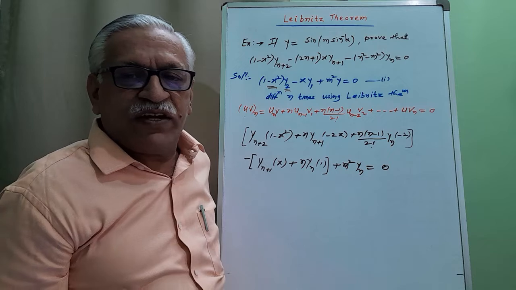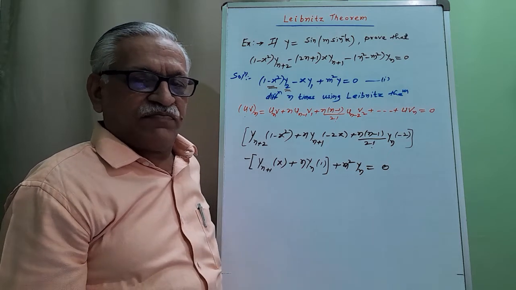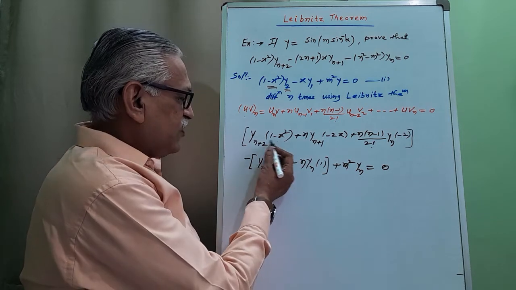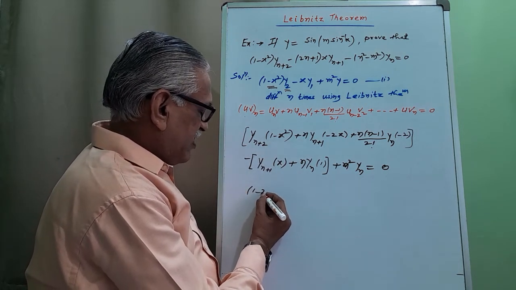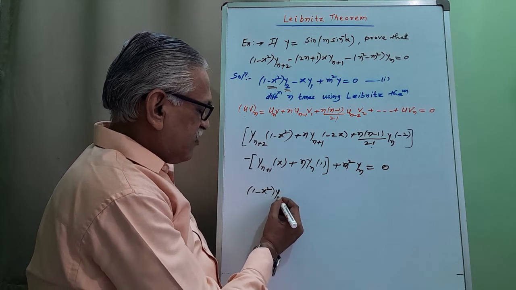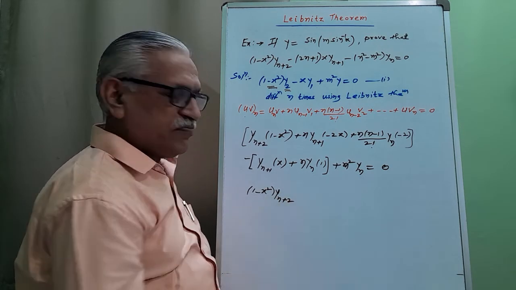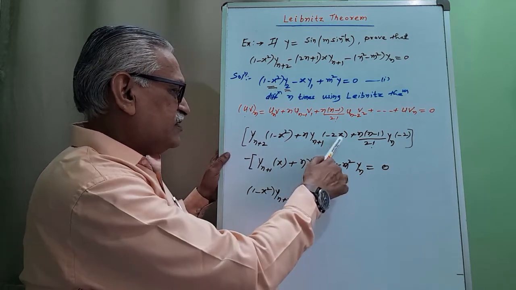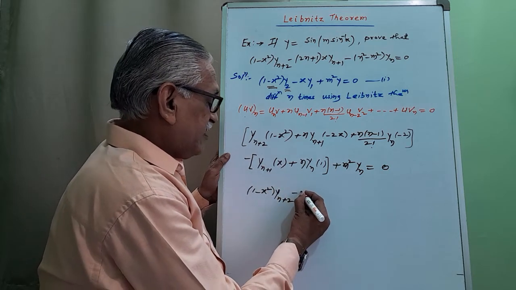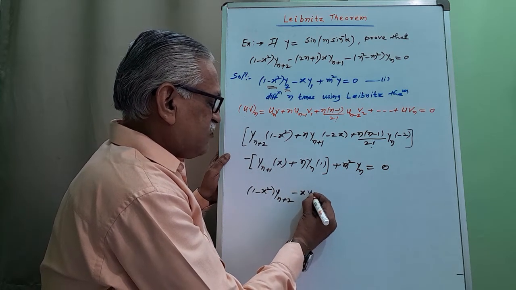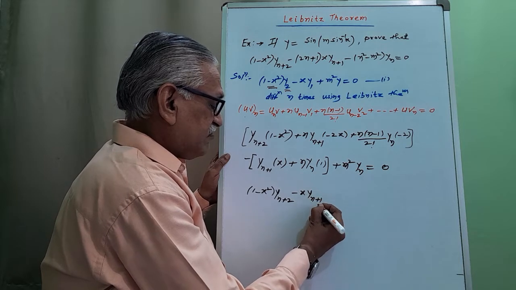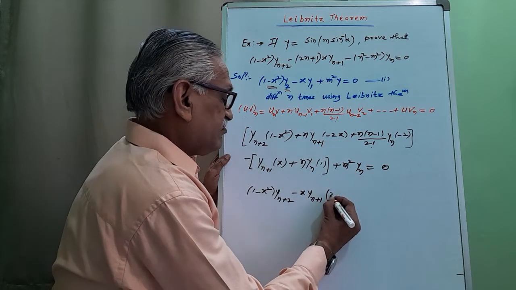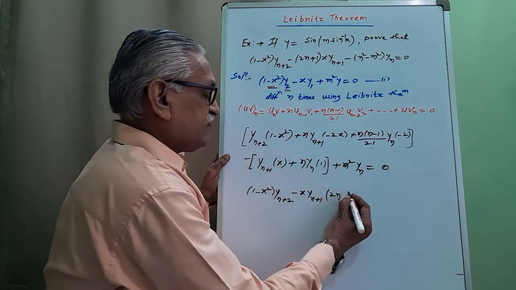After applying this Leibniz theorem, we simplify it by adding similar terms in one bracket. Therefore, only one term of 1 minus x square into y_(n+2). Then 2 terms of y_(n+1). From these I can take minus x into y_(n+1) common. Remaining here is 2n, and here remains 1.